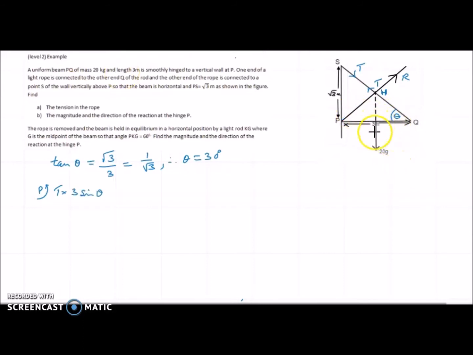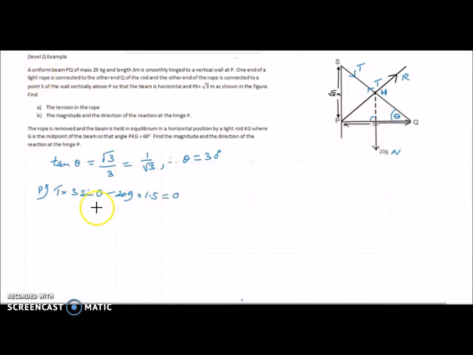What is the moment of this weight? That is 20g newtons. The moment of this force about P is in the clockwise direction, so it is minus 20g into the length of the perpendicular from P to this line. That is from here to here, because this is 90 degrees. That is equal to 1.5, because the length of PQ is 3 meters. From here to here it is 1.5 meters.